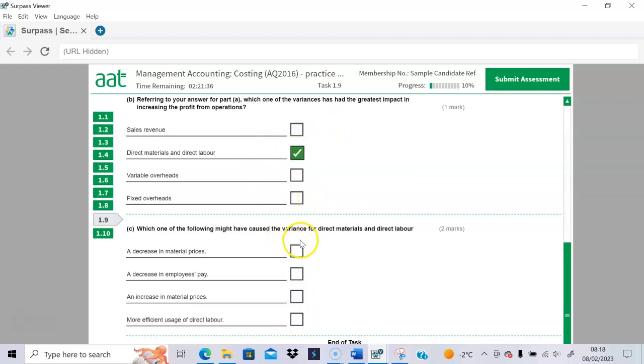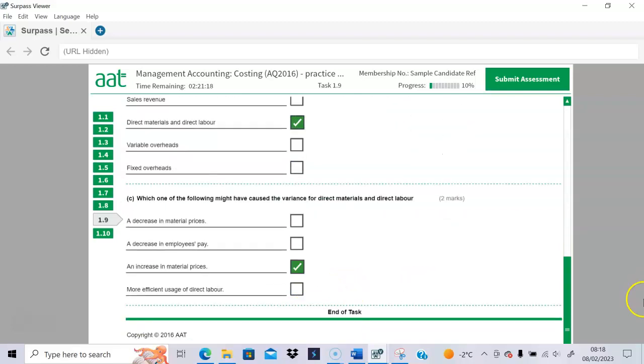And what might have caused that variance? So the question is, what might have led to you having to pay more for materials or labor? It'll be an increase. But here they're telling you this is decrease in efficiency. This isn't good. An increase in material price, that's your best answer, right? Because it's adverse, isn't it? Great stuff. And that is 1.9.